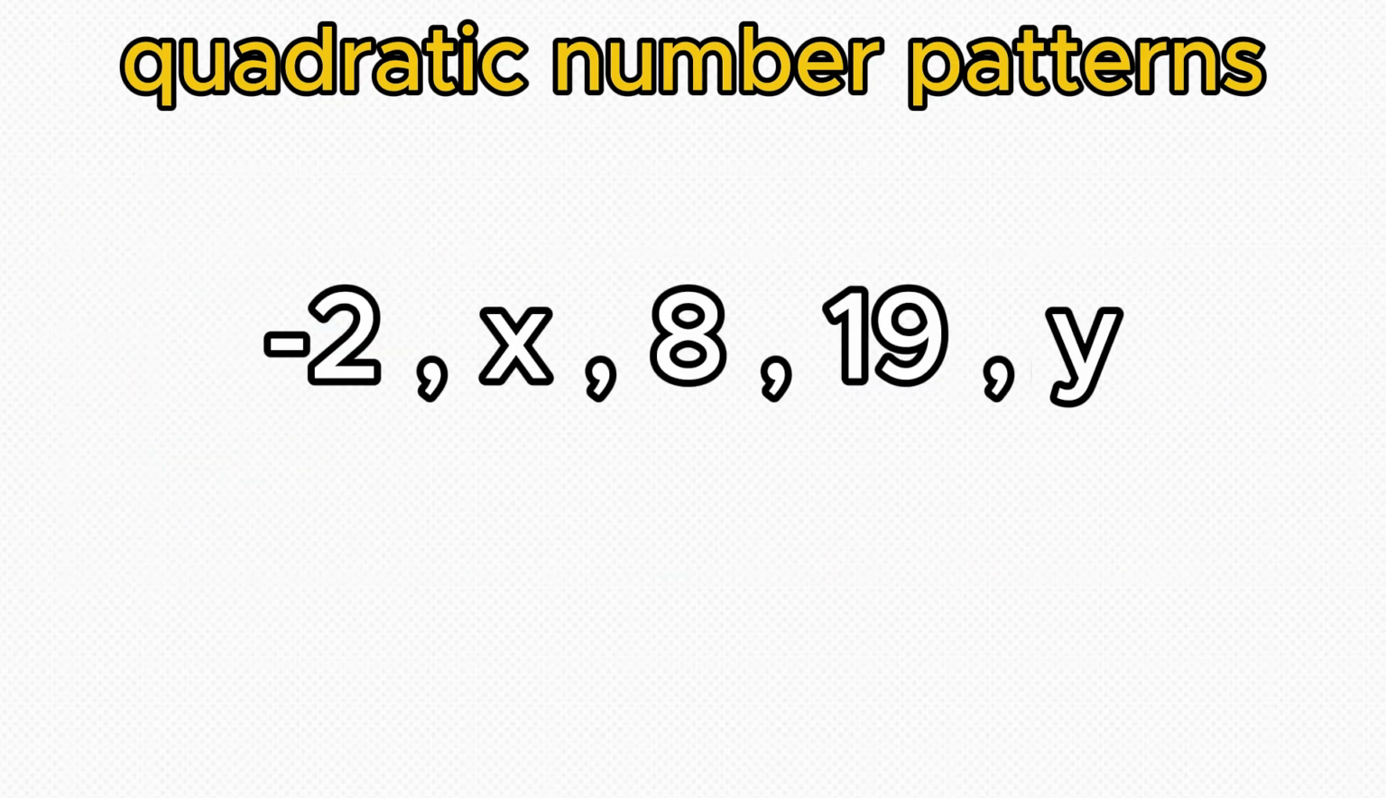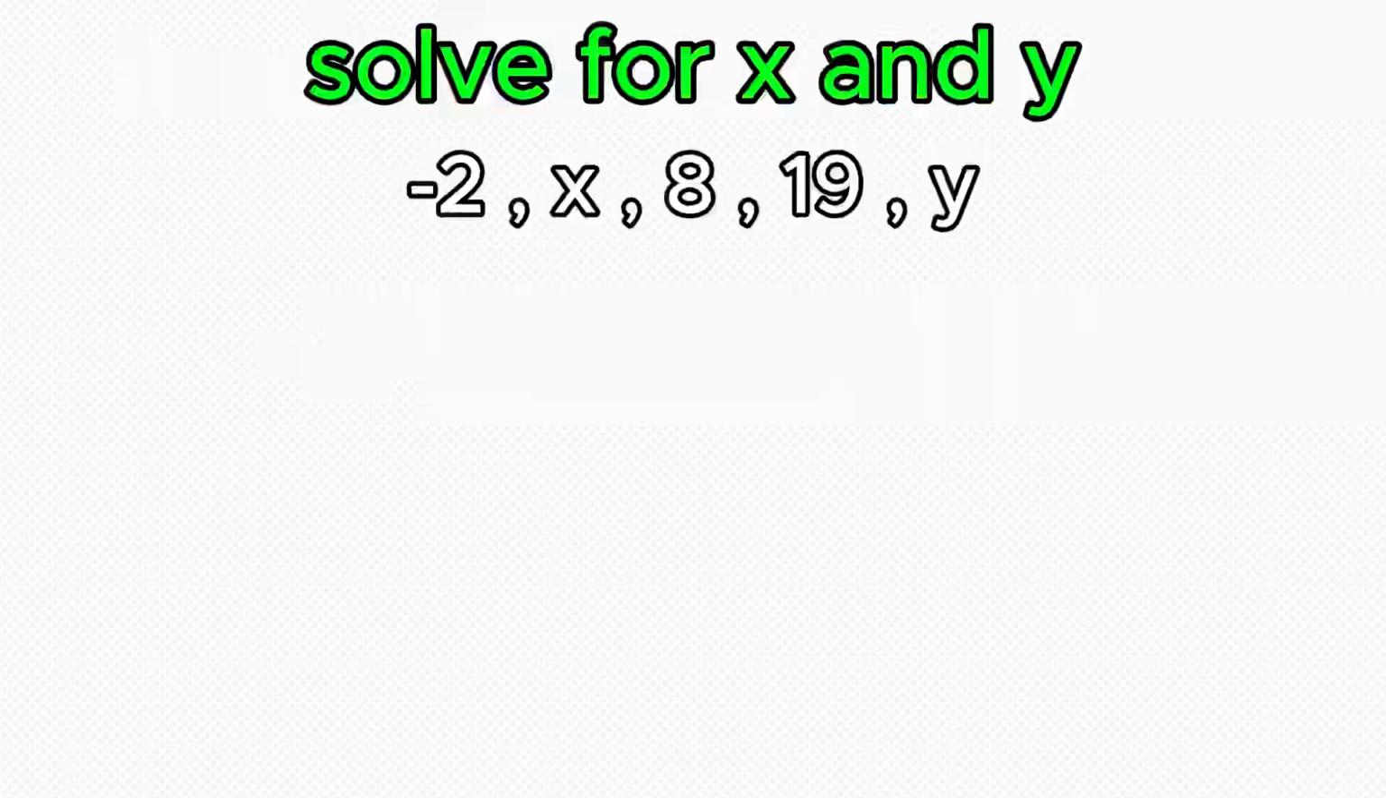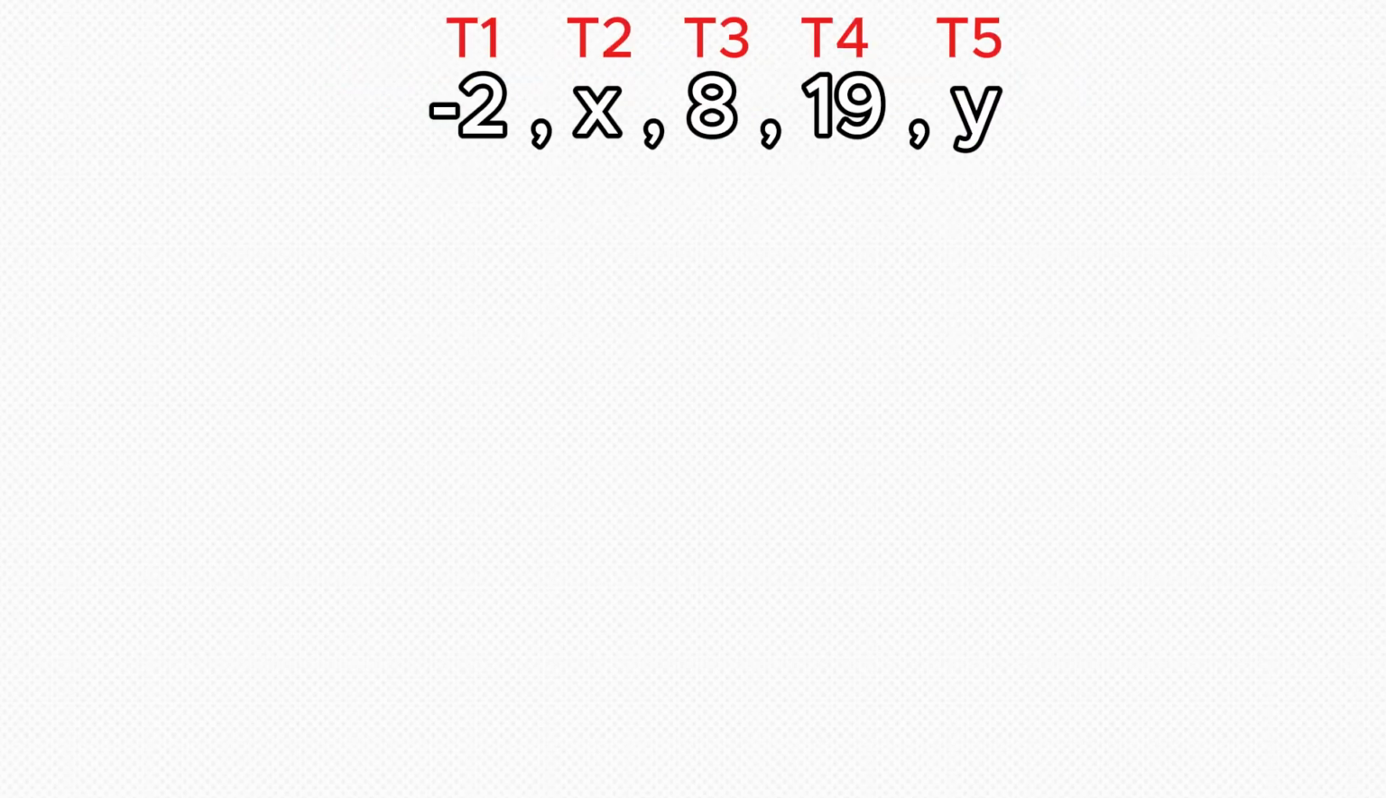Let's say we have a quadratic number pattern like this, -2, x, 8, 19, y, and we are asked to solve for x and y. Step 1 is to calculate the first differences, which form a linear pattern. So we start with t2 minus t1, which is x minus minus 2. This gives us x plus 2. Remember, a minus and a minus make a plus.